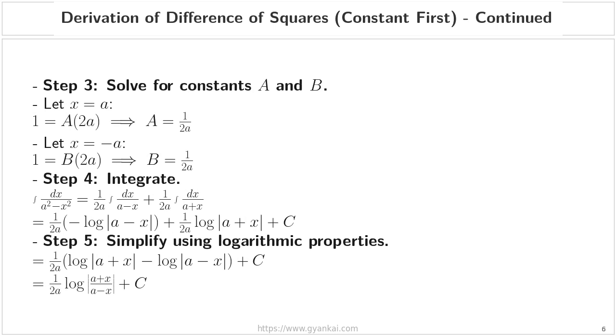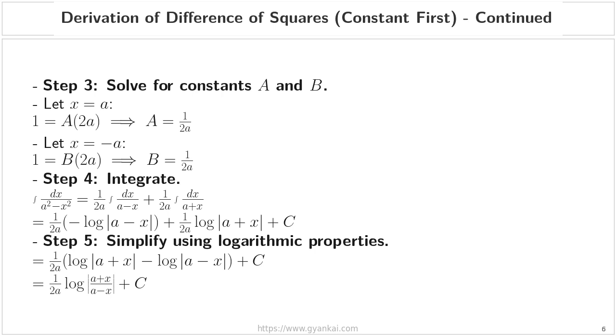Finally, in step 5, we simplify using logarithmic properties. Remember that log m minus log n is equal to log of m over n, so we can rewrite our expression as 1 over 2a times the quantity log of the absolute value of a plus x minus log of the absolute value of a minus x, plus C. This simplifies further to 1 over 2a times log of the absolute value of (a plus x) over (a minus x), plus C.